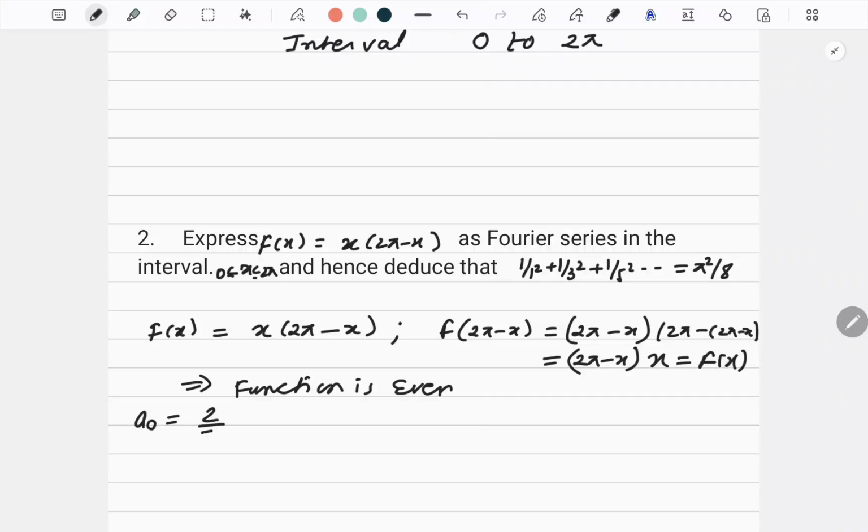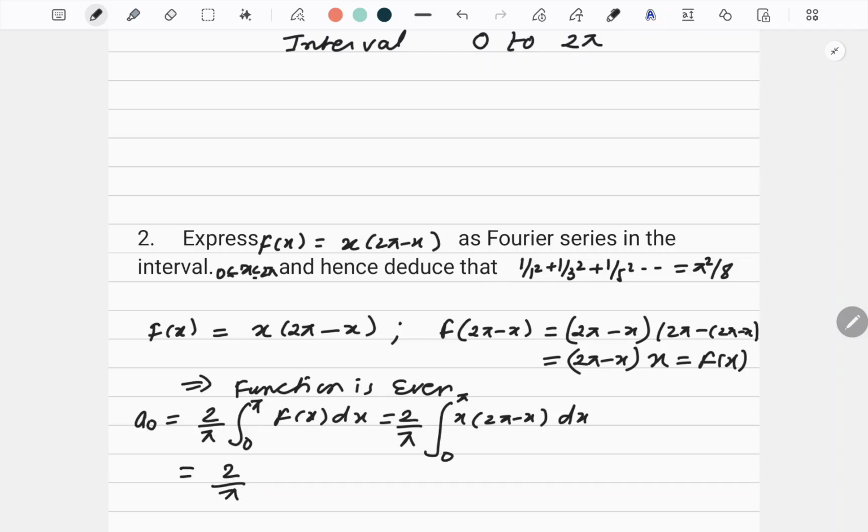Right? And if the function is even, what is the value of a0? a0 is equal to 2 by pi integral 0 to pi f(x) dx. So 2 by pi integral of your question, that is x(2 pi minus x) dx, with limits 0 to pi.